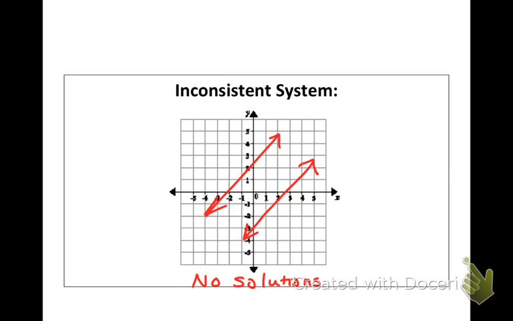What would be true about these lines and their slope? Yep, parallel lines have the same slope. But it would have to be true, yeah, it's going to have to be different y-intercepts. Because if they had the same y-intercepts, then it would be a dependent system. So different y-intercepts.